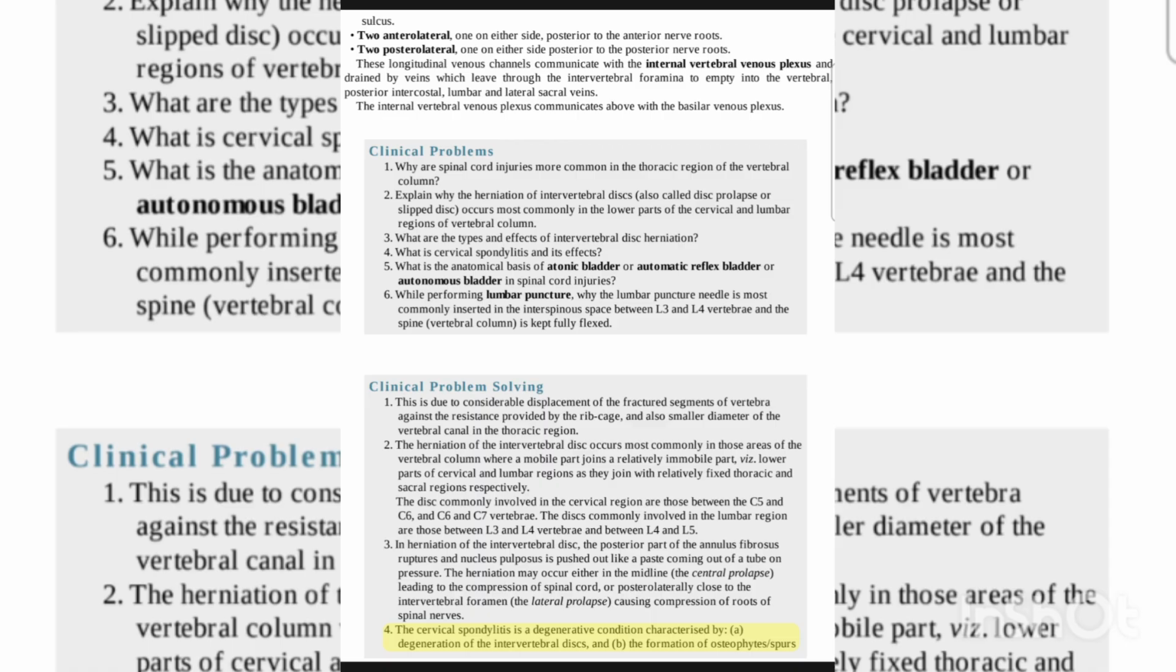4. The cervical spondylitis is a degenerative condition characterized by a. degeneration of the intervertebral discs, and b. the formation of osteophytes, spurs, from neurocentral joints of Luschka which project backwards into the intervertebral foramina, causing the narrowing of intervertebral foramina. Consequently, the nerve roots are compressed, leading to pain and muscle wasting along the distribution of the spinal nerves.